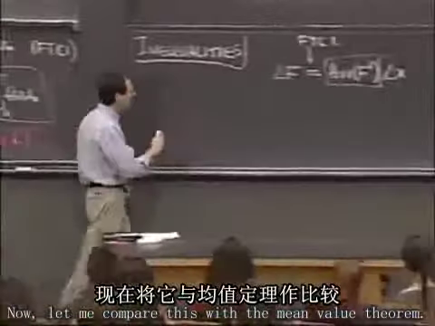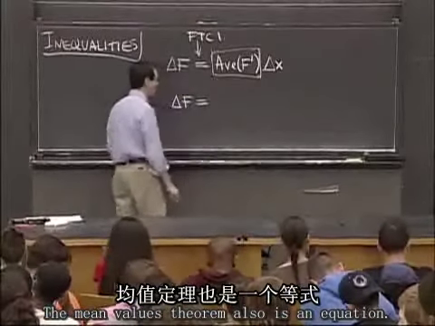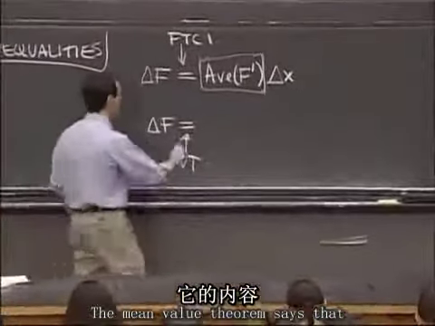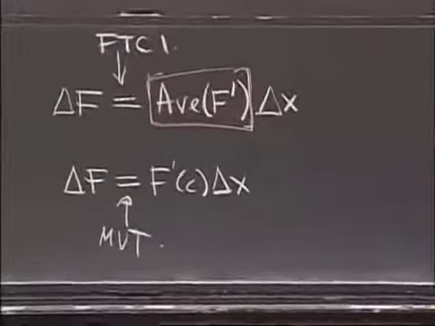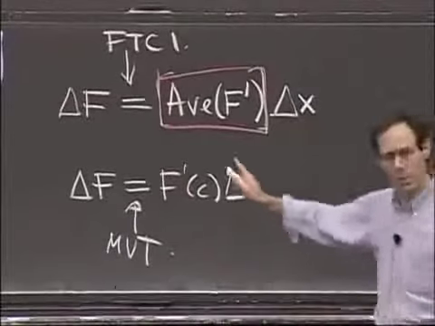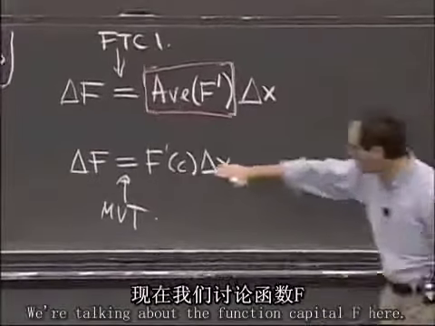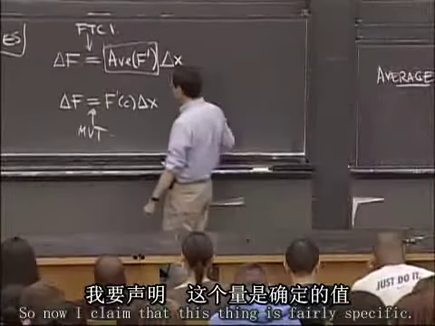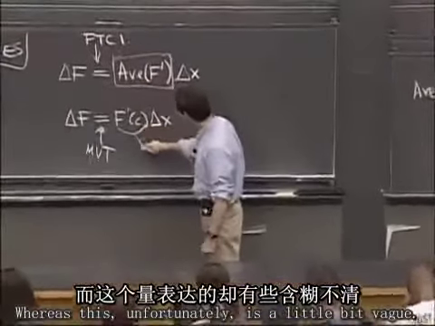Now, let me compare this with the mean value theorem. The mean value theorem also is an equation. It says that this is equal to f prime of c times delta x. Now, I pulled a fast one on you. I used capital F's here to make the analogy clear, but the role of the letter is important to make the transition to this comparison. We're talking about the function capital F here and its derivative. Now, this is true. So I claim that this thing is fairly specific, whereas this, unfortunately, is a little bit vague.